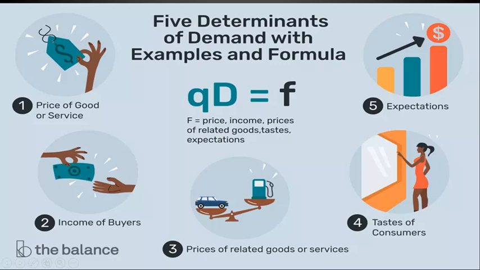Next one, tastes of consumer. If a consumer has a preference for a particular product, then whatever the price of the product, he will buy that product. Expectations. If the customer expects the price of a particular product to increase in future, he would buy more today, because after 1 or 2 days the price will increase, and he will have to pay more.